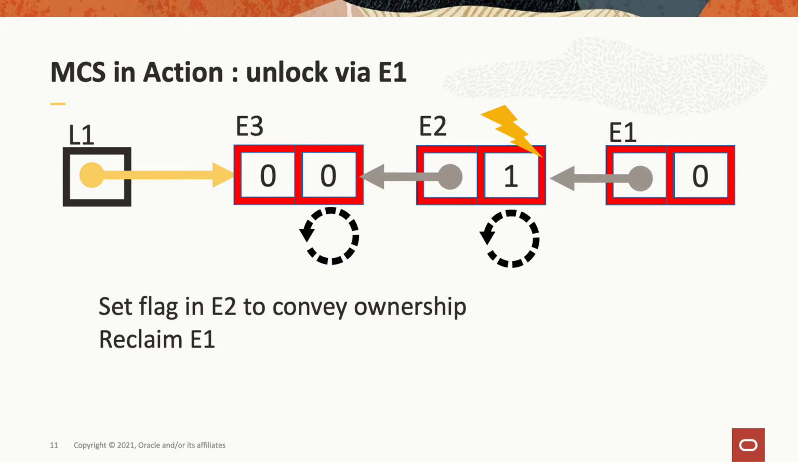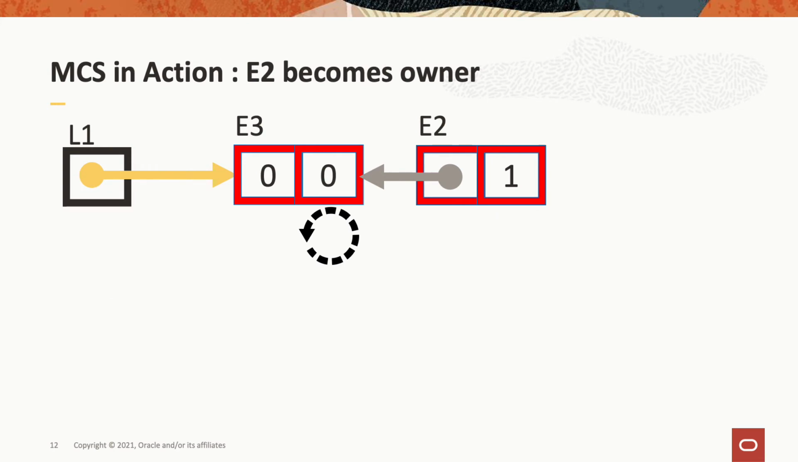In this case, that thread follows E1's backlink to reach E2. It then sets the busy waiting flag in E2 to convey ownership to the thread that posted E2, and then finally reclaims E1. The thread that posted E2 notices the change to its busy waiting flag from 0 to 1. That indicates that it is now the owner and it can enter the critical section.